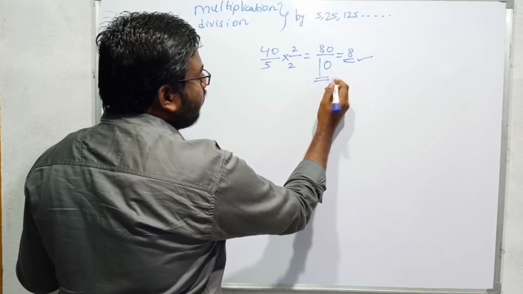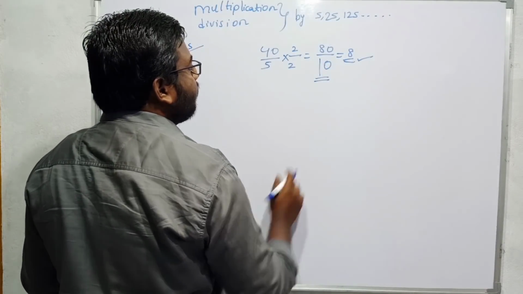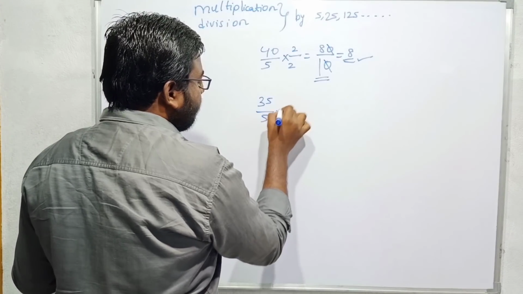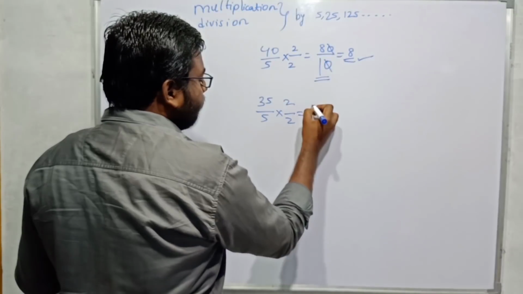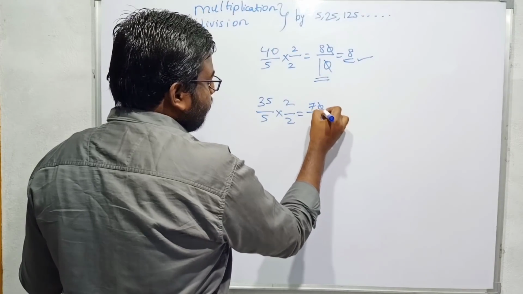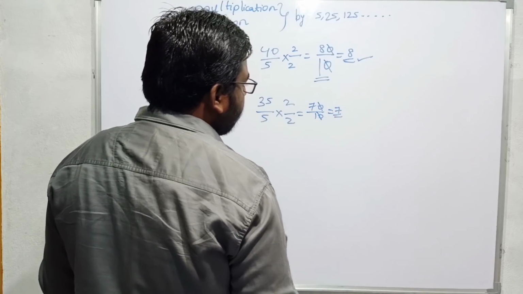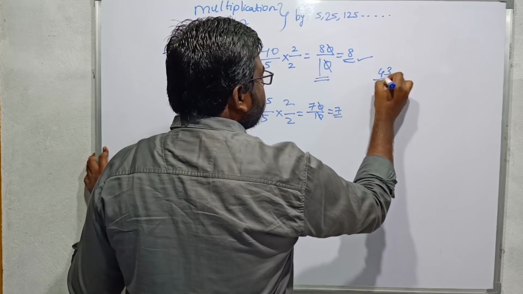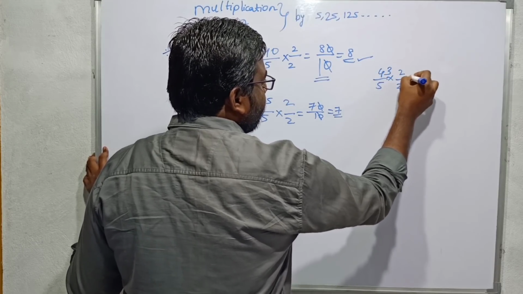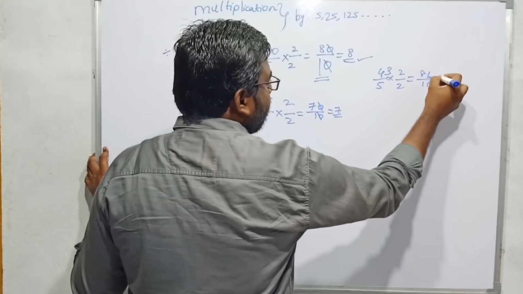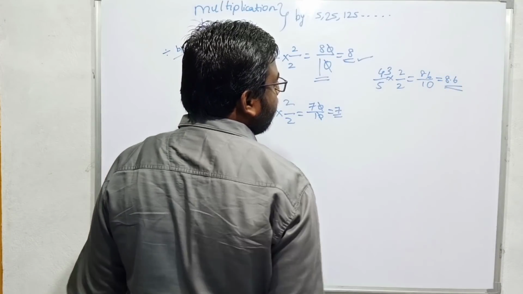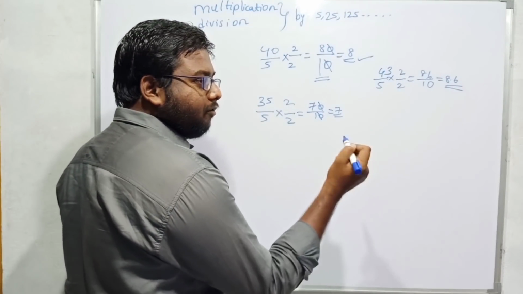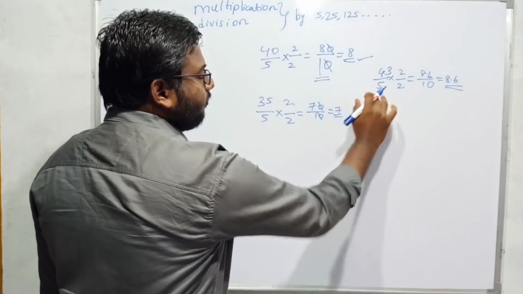If I have a decimal number here, then it will be easy for me to calculate, because the 0s cancel. For example, in this case 35 by 5, I will multiply this with 2 by 2. 35 2s are 70 by 10. 0 and 0 cancel and 7 will be the result. For example 43 by 5, if I multiply and divide this with 2, this is 86 by 10, and 8.6 will be the result. That means I got a clarity that if I double and keep a point before one digit, then it is nothing but the division with 5.